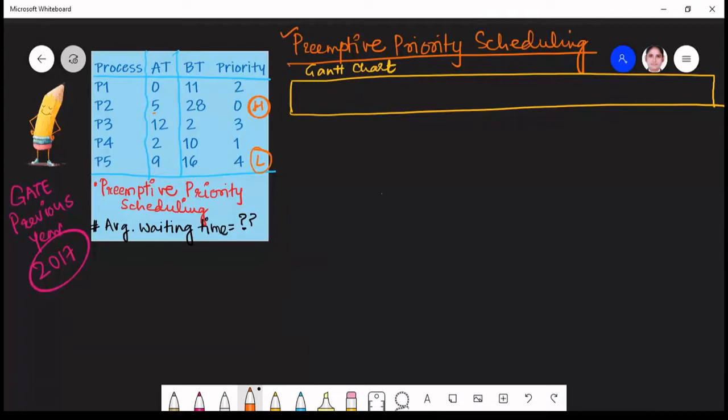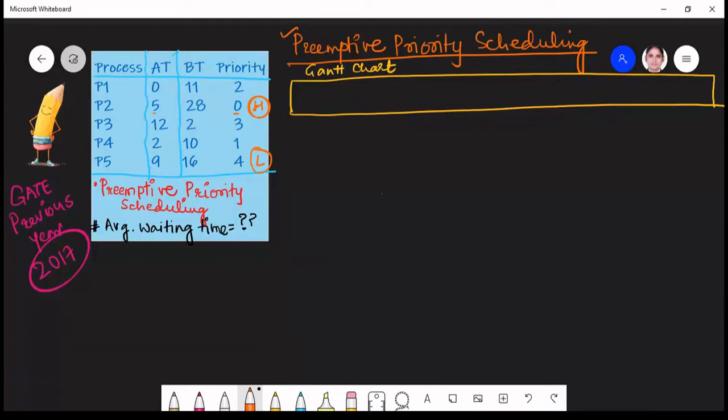Why is it preemptive? Until P2 arrives, whatever processes are already in the system are going to execute. But as soon as P2 arrives, it is going to preempt the other processes in memory and take its place because it has the highest priority. In the question it is given that the process having 0 as the priority is the highest priority process. Now let's do it.